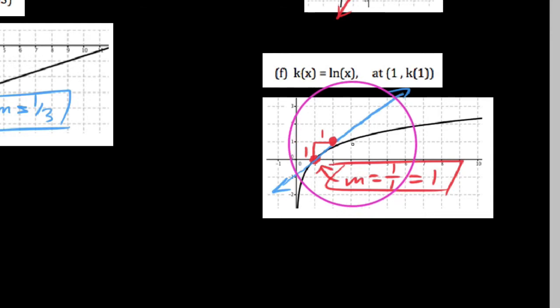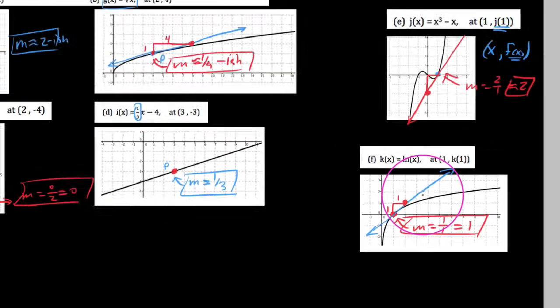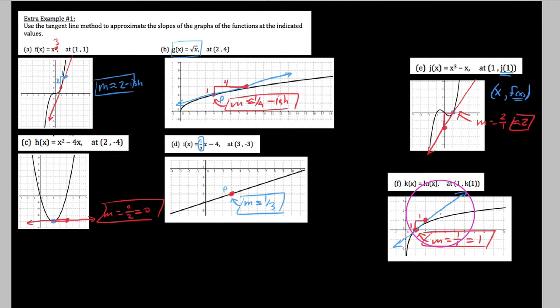But that's just kind of the basic premise behind finding the slope of a graph. We'll just use a tangent line instead. So in the next video, we'll go into a more formal definition of how we could use limits to make that tangent line really, really, really accurate.